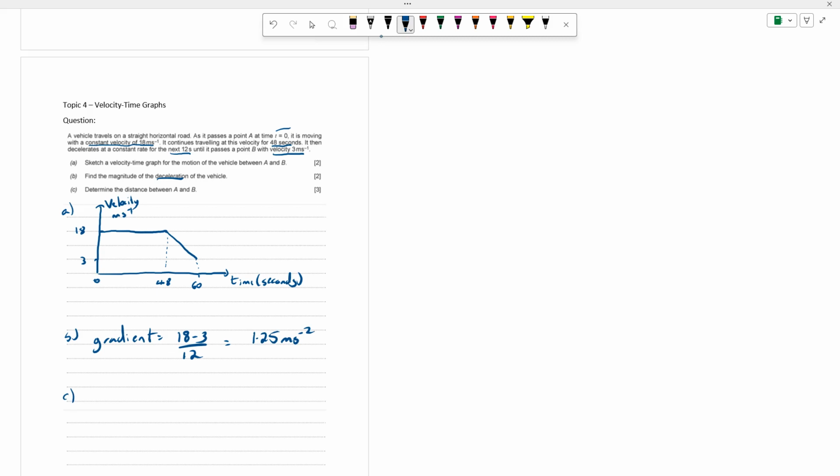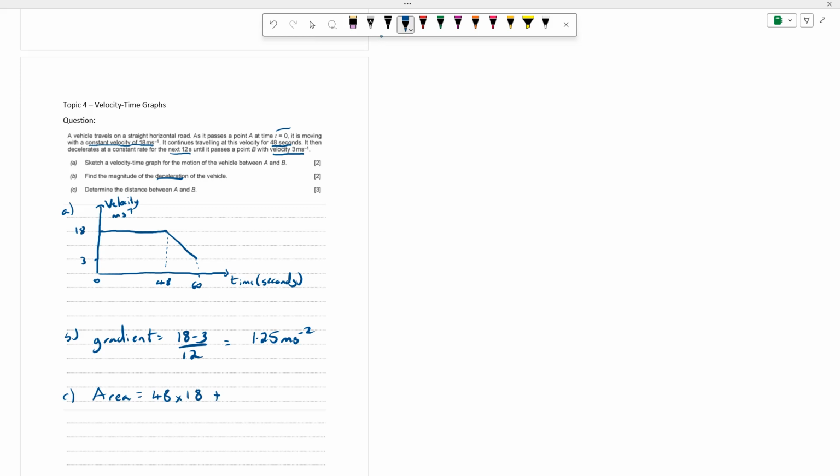Now your distance should be your area under the graph. Okay, so I've split into two shapes. I've got this first shape, which is a nice rectangle, so that would be 48 times 18. And I've got the second shape, which I could split into two, but it is just a trapezium.